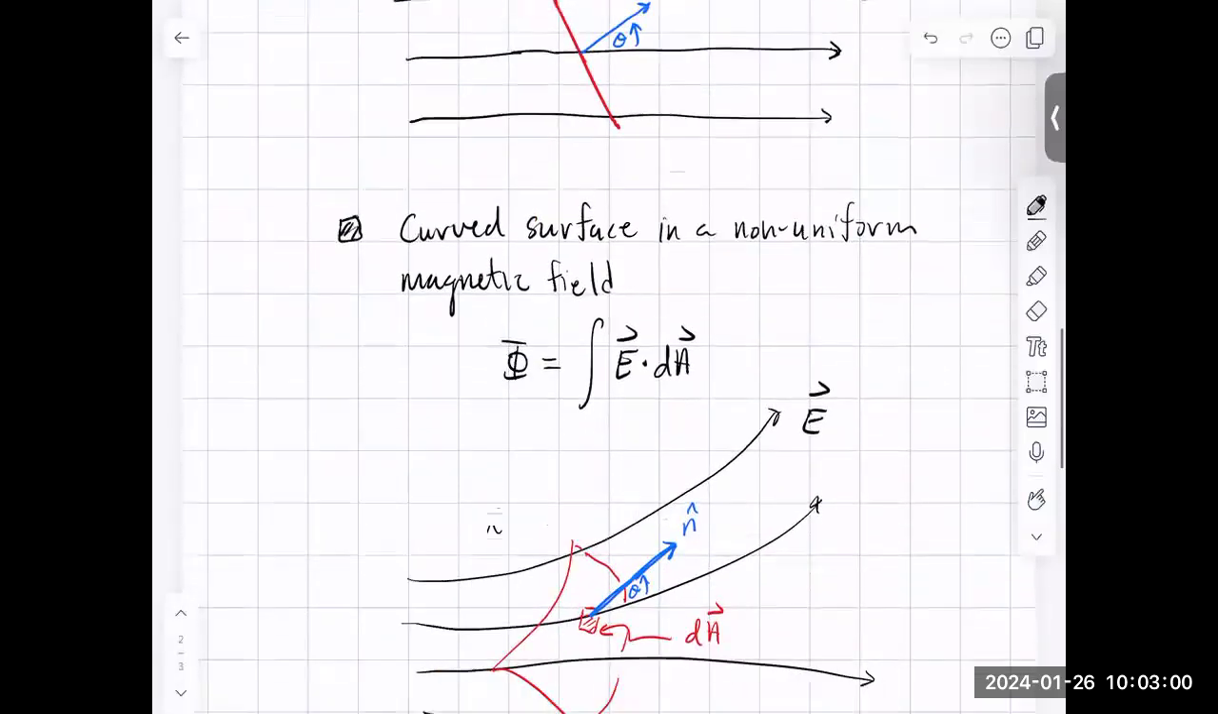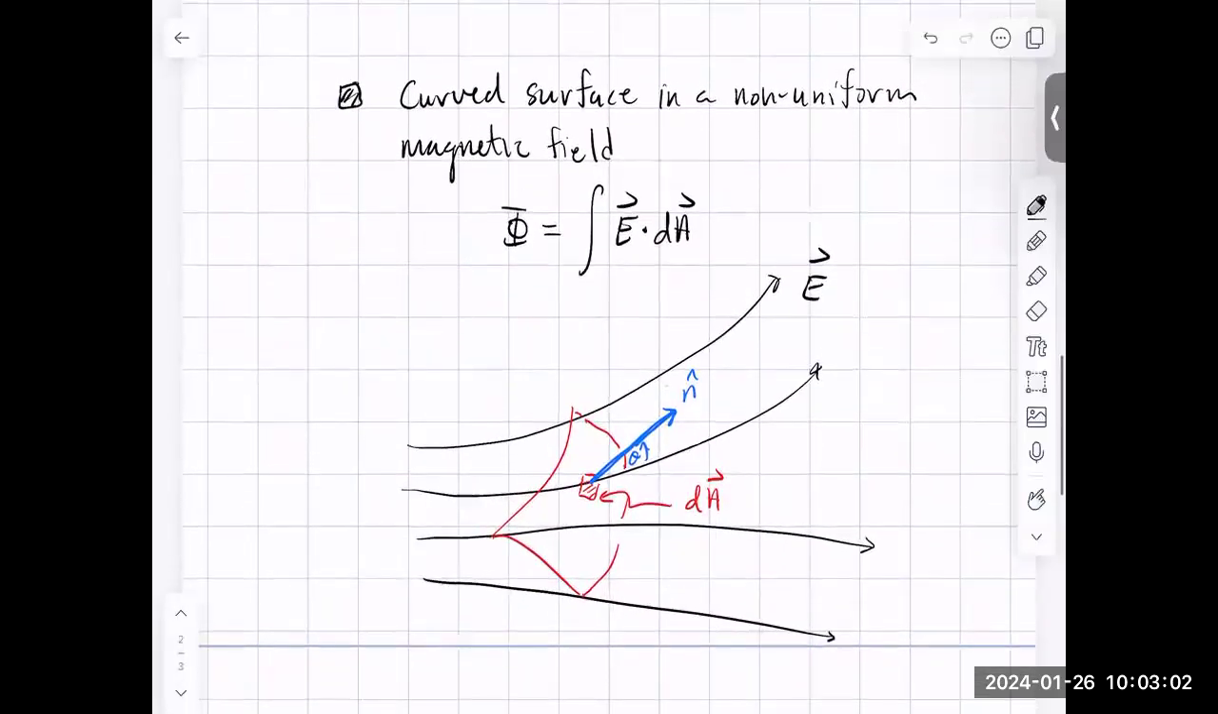Okay, and then lastly, we said, all right, let's now be completely general. Let's have an arbitrary electric field. It doesn't have to be uniform or constant. It can be changing direction and magnitude at all points in space. And we're not going to have any restrictions on our surface. It could be a curved surface at any angle with respect to that electric field.